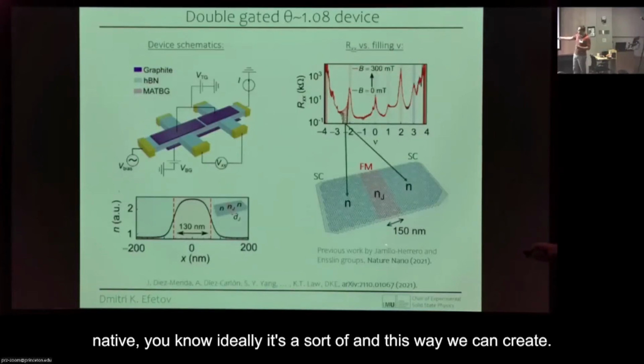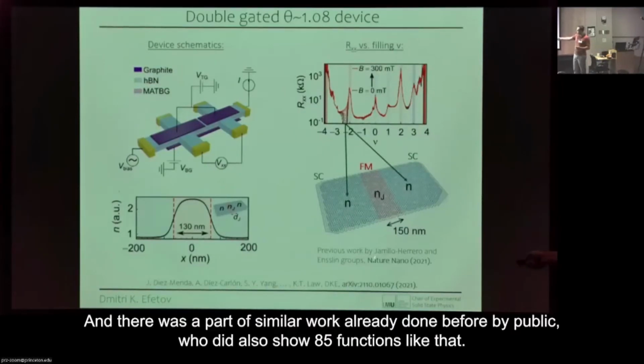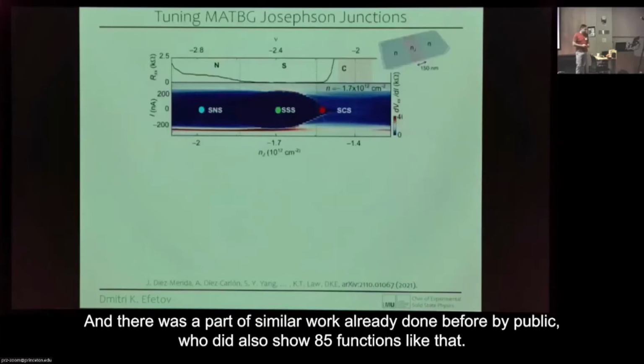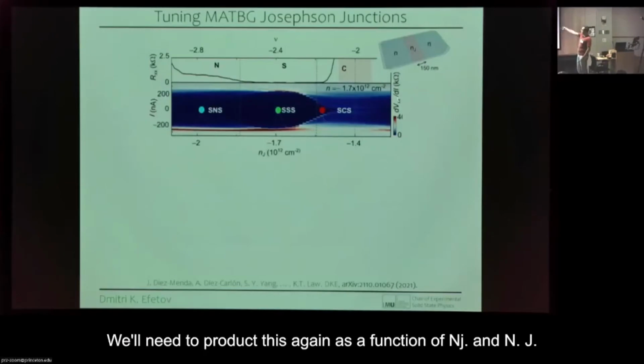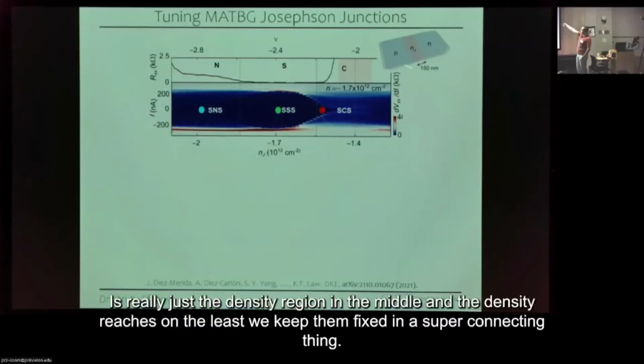And there was, of course, similar work already done before by Pablo's condensed matter group, who also showed gate-defined junctions like that. And so this is sort of typical data that we obtained. This is dV/dI, nonlinear conductance, as a function of NJ. And NJ is really just the density in the middle region. And the density in the leads, we keep fixed in a superconducting state.